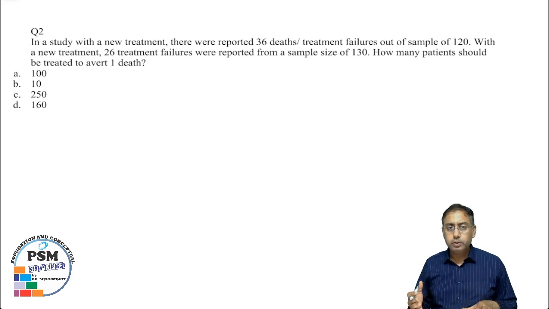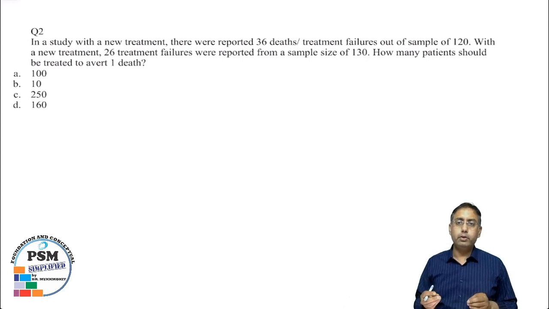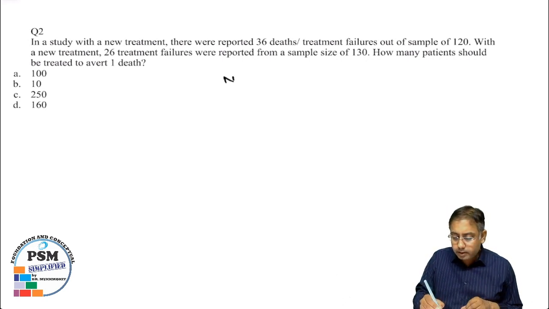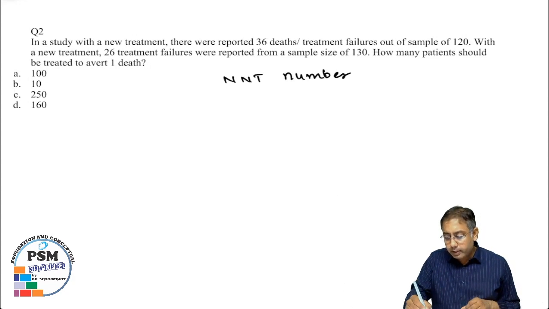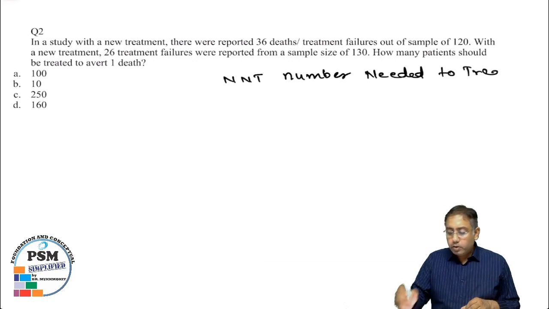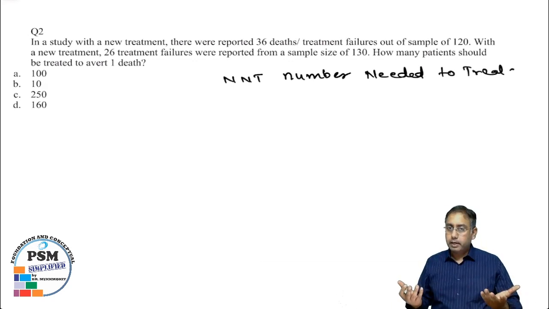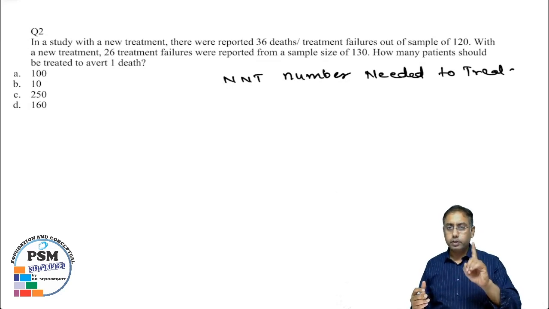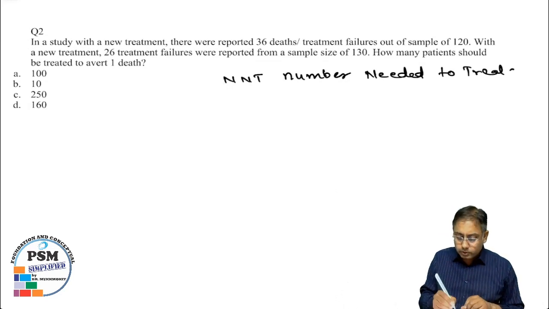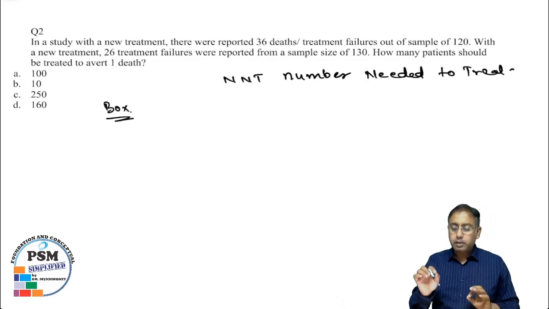I think all the students who had attended my classes, we already did this in class, that there is something known as number needed to treat. There are 3 steps that I always teach you, to be followed whenever you get the MCQ. The first step is to make a box. So let me make a box. In the first treatment, 36 deaths were reported out of a sample of 120.